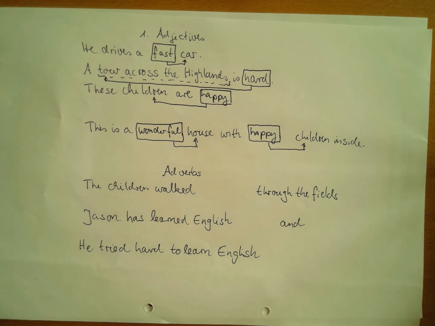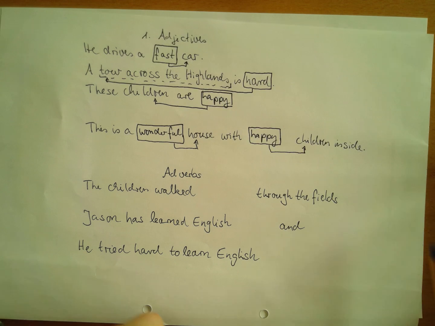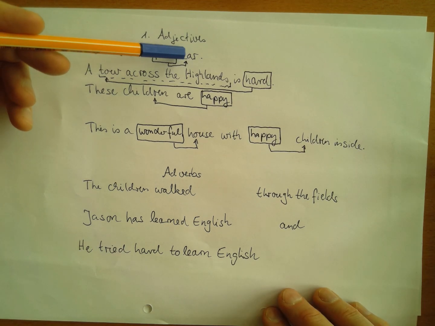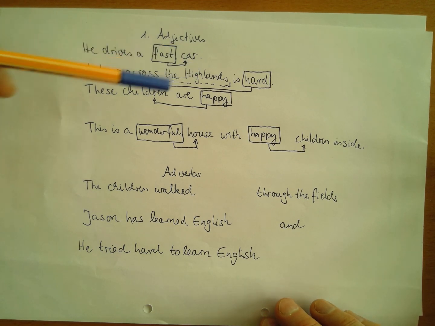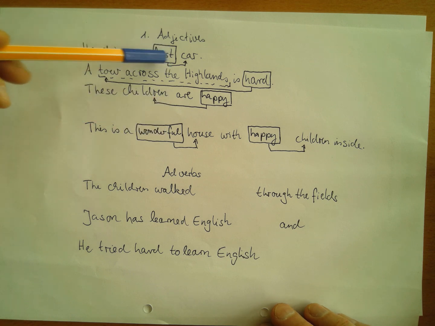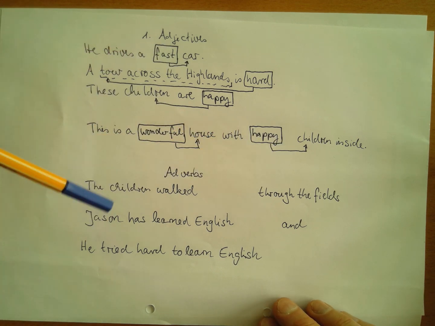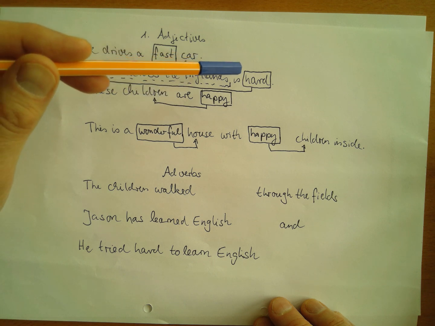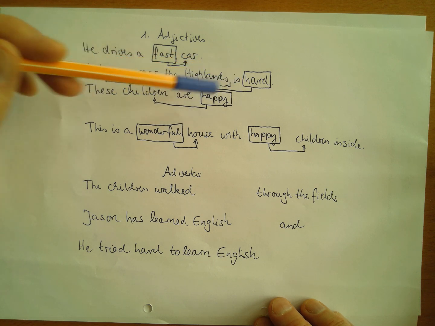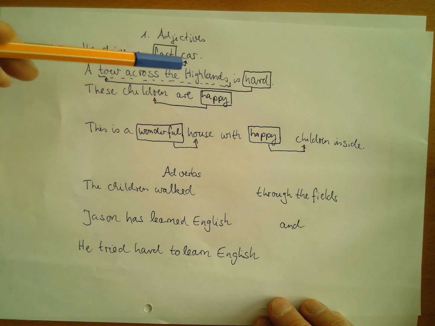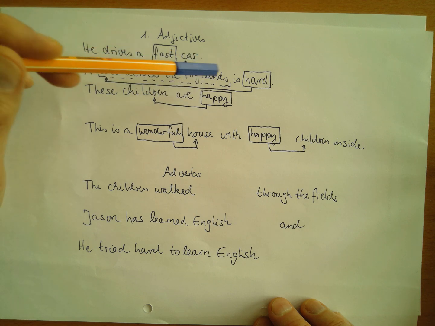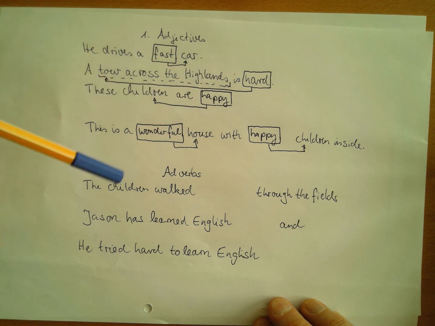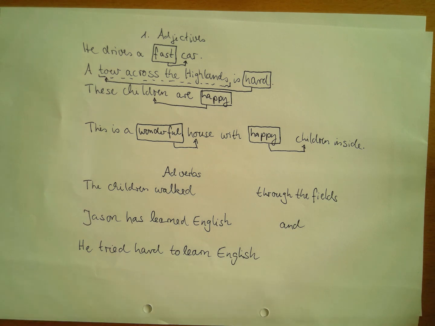So you see that adjective forms can stand in front of a noun, as in fast car, wonderful house, happy children, or as an object after the form of to be. A tour across the Highlands is hard. The children are happy. So you see, those two are adjective forms.